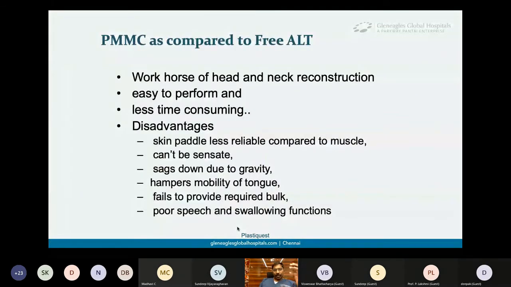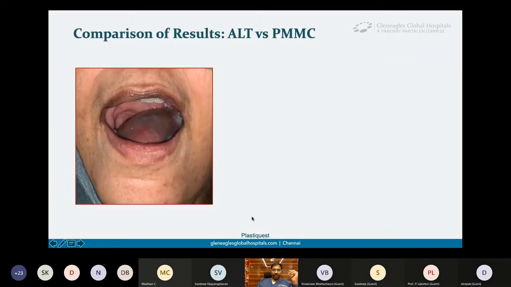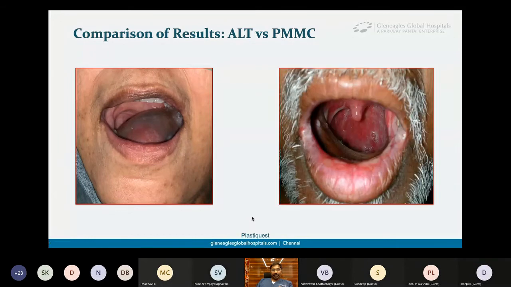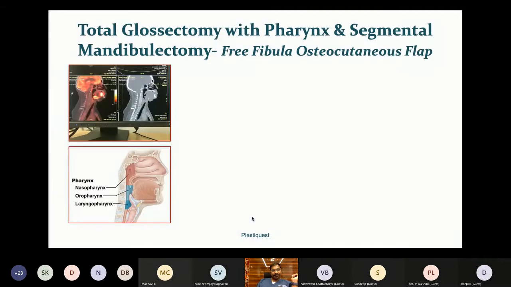So in PMC, as I already mentioned, it's compared to ALT. Though it's called a workhorse and is less time consuming, the disadvantage is the skin paddle is less reliable compared to muscle. It can't be sensate, sags down due to gravity, hampers mobility of the tongue, fails to provide required bulk, especially after a few months, and gives poor speech and swallowing functions. It's a comparison of the ALT with the PMMC.